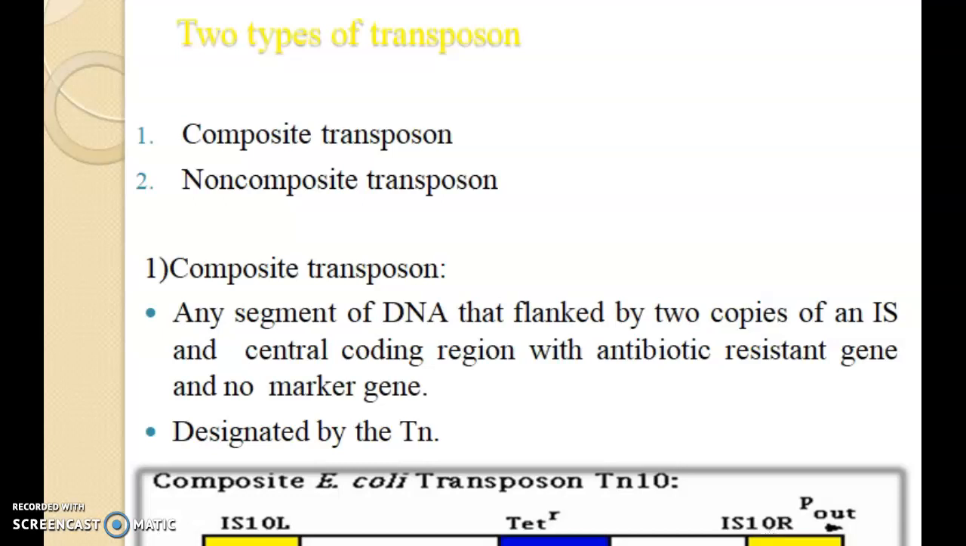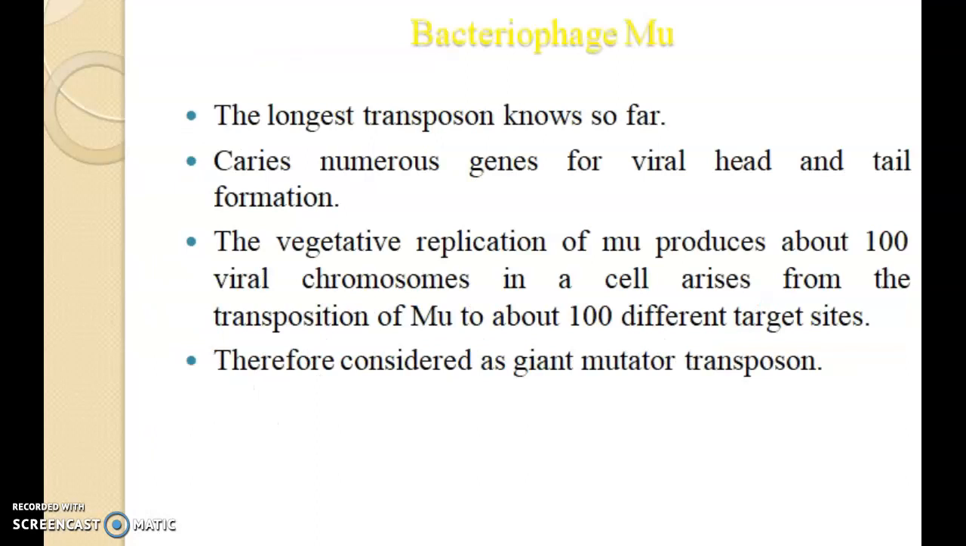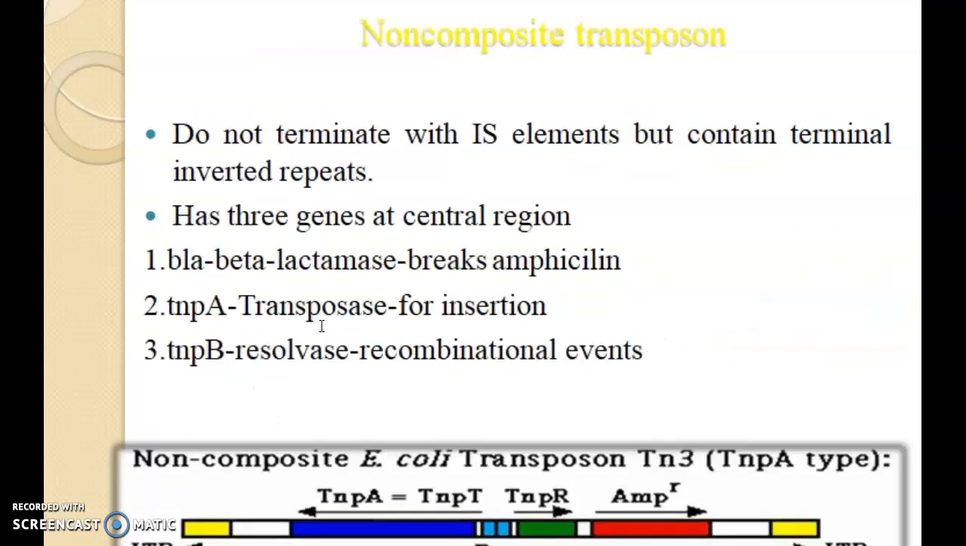Then the second type is the non-composite transposons. The non-composite transposons are without IS elements, but they do have inverted repeats at both ends like the IS element. They differ from the IS element in being longer and having genes for drug resistance. Characteristics of some transposons, for example, are different, like Tn3, Tn5, Tn10, etc. Here is the structure of the non-composite transposons.